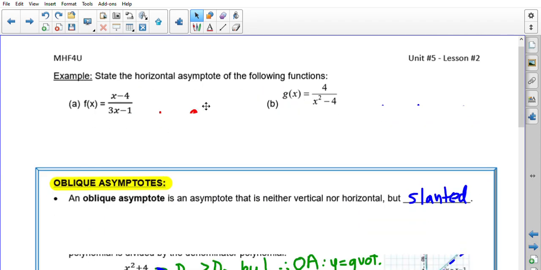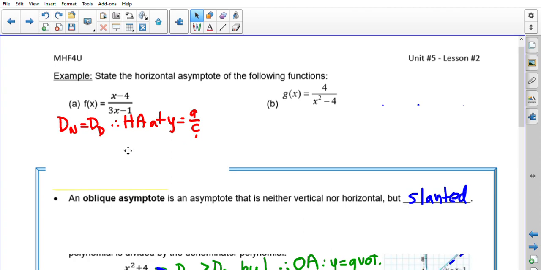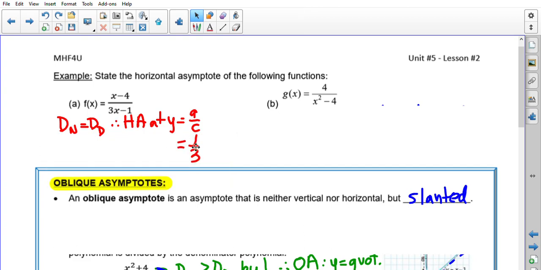So let's state the horizontal asymptotes of the following functions. So I can see here that the degree of the numerator is equal to the degree of the denominator, both equal to 1. Therefore, horizontal asymptote at y equals a over c. And a in this case is 1, c in this case is 3. So that means horizontal asymptote at 1 over 3. Y equals 1 over 3.